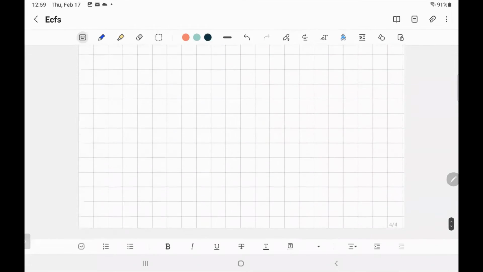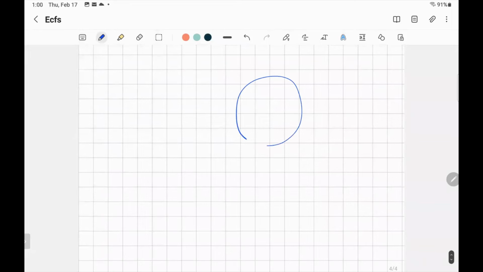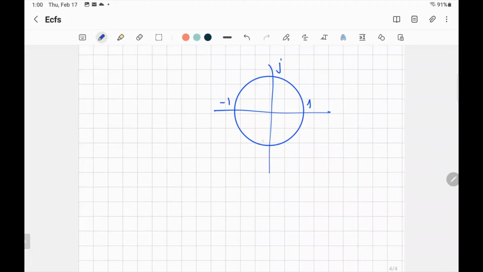If you have the unit circle like that, and you are here, that's 1. If you are here, you are j. Negative 1, minus j. So when you have negative 1, it's 180.